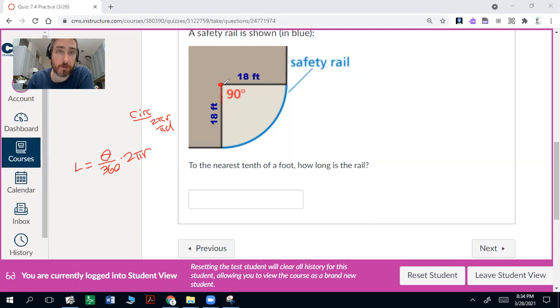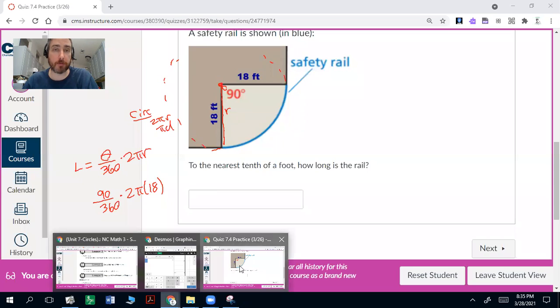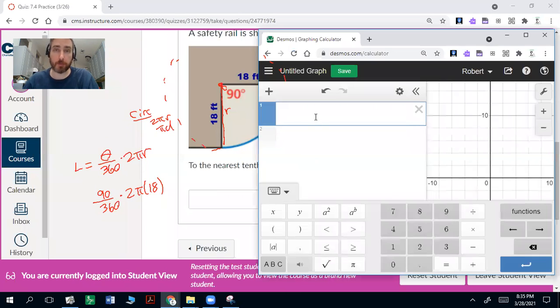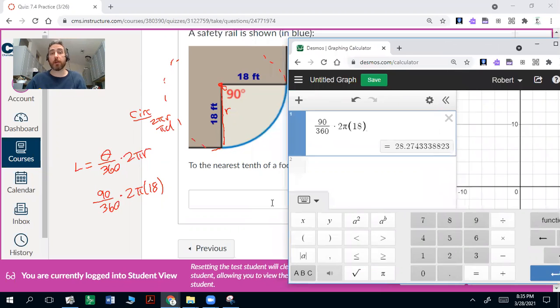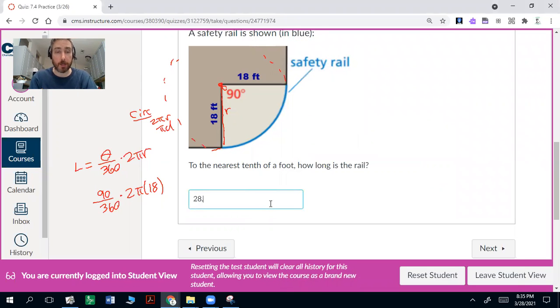Depending on what you have, since this 18 here represents the radius, because you've got to imagine this circle going all the way around, that's going to be your radius here. So let's plug in the 90, and 2 pi 18. If you follow me for the 7.3, this should be very familiar. We're going to just use our Desmos and plug in what we have. So 90 over 360, right arrow, shift 8, 2 pi parentheses 18. So it should be 28 point something to the nearest tenth. So I'm going to say 28.3. If you had said 28.3 and it counted it wrong, it should be correct, and you do not need to do it again. 28.3.